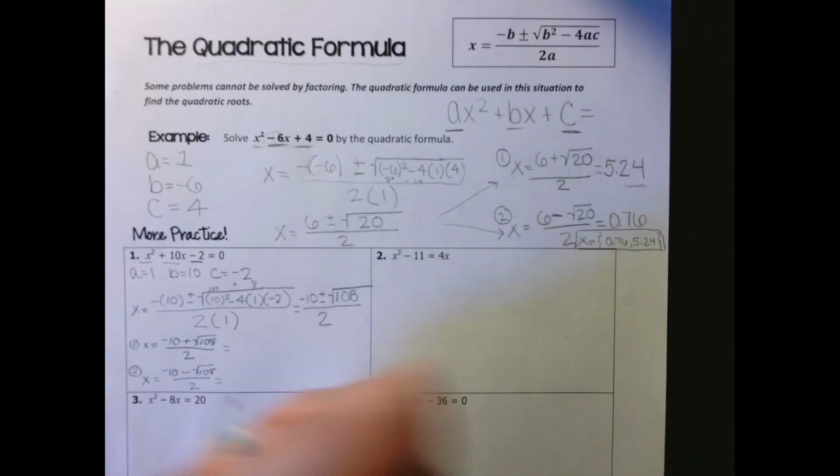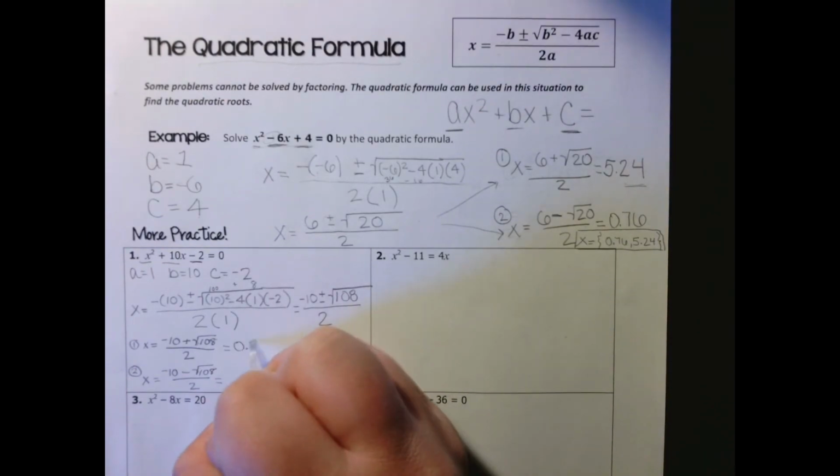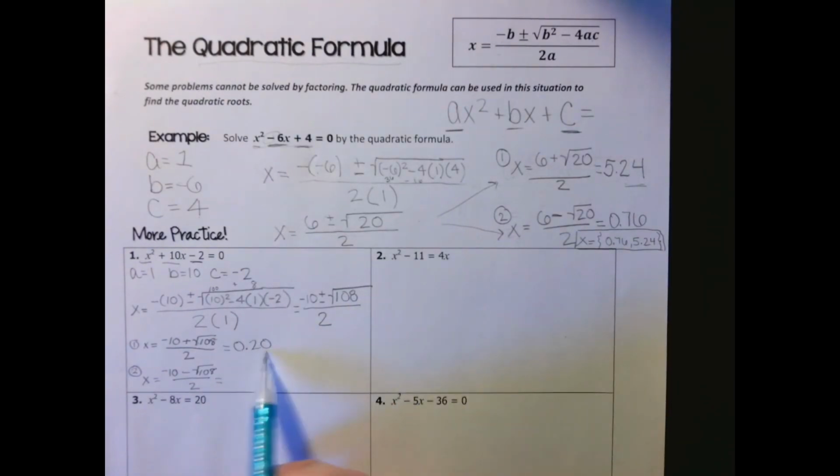So when we plug these into our calculators, we do negative 10 plus square root of 108 divided by 2, I'm going to get 0.196, so I'm going to round that up to 0.20, 2 decimal places.